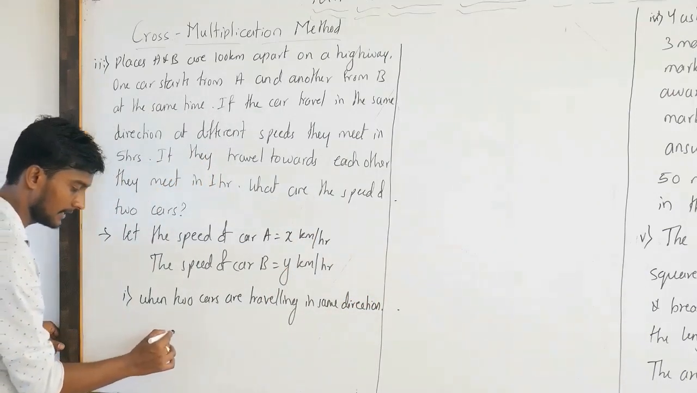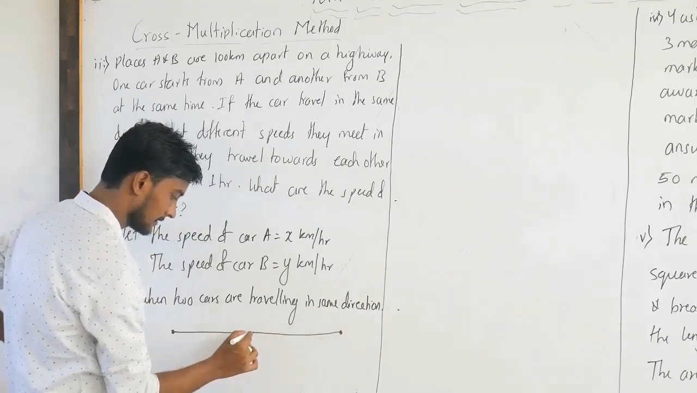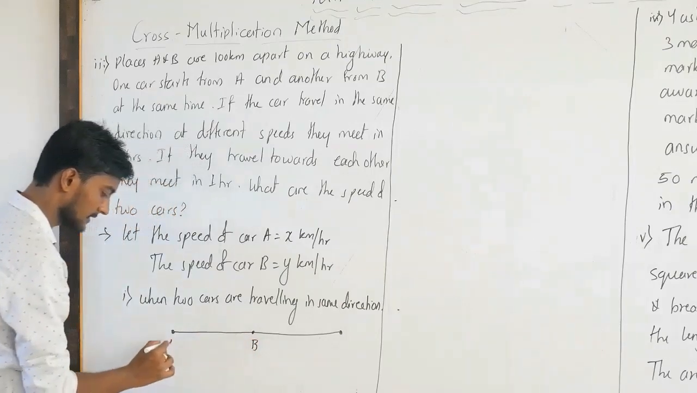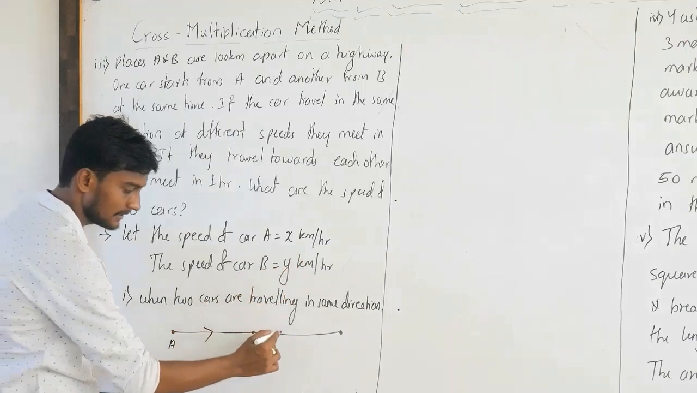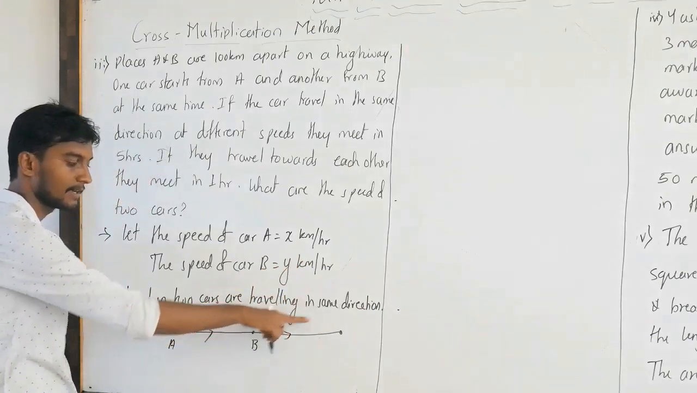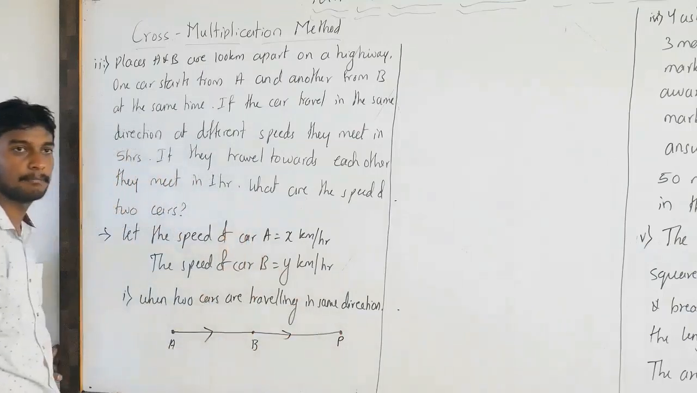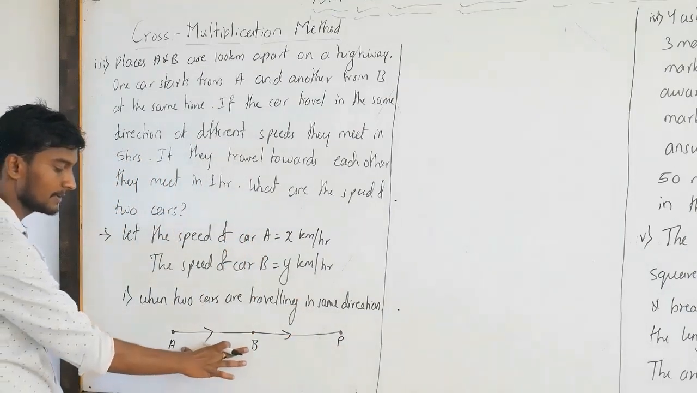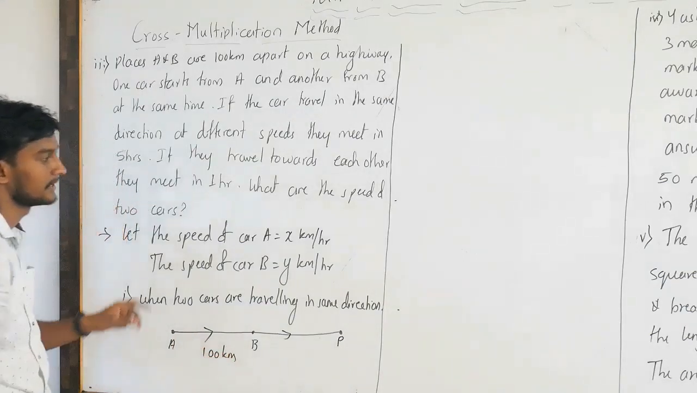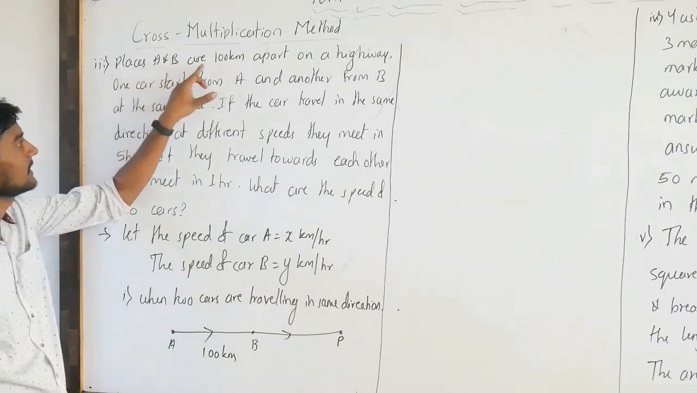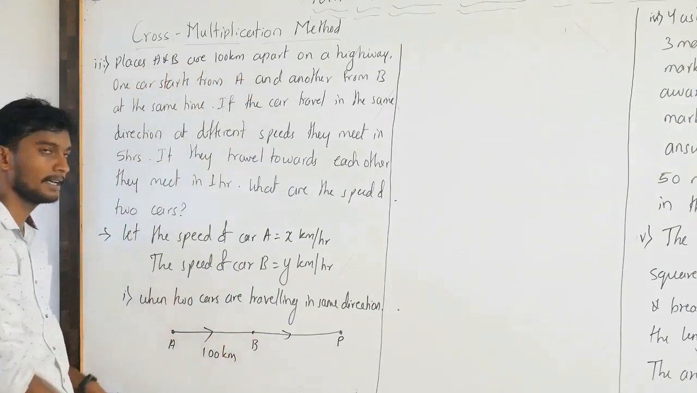Here is car A, and car B is here. Car B is also traveling in the same direction. After 5 hours, they meet here at the point P. The distance between these two places is already given: in the question they have mentioned that places A and B are 100 kilometers apart.